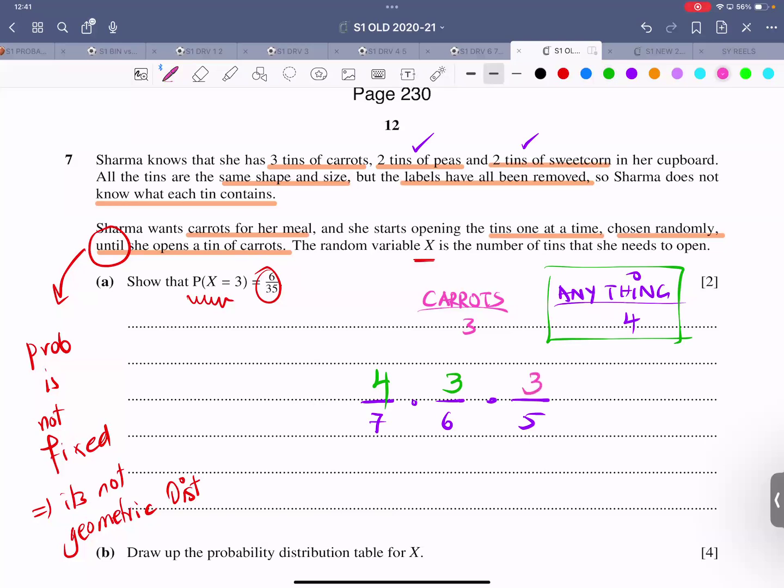I'll show you the full solution. But before that, start thinking. 7, 6, 5, the denominator will decrease. Any one of the 4, any one of the 3, any one of this 3. So let's start the cancellation.